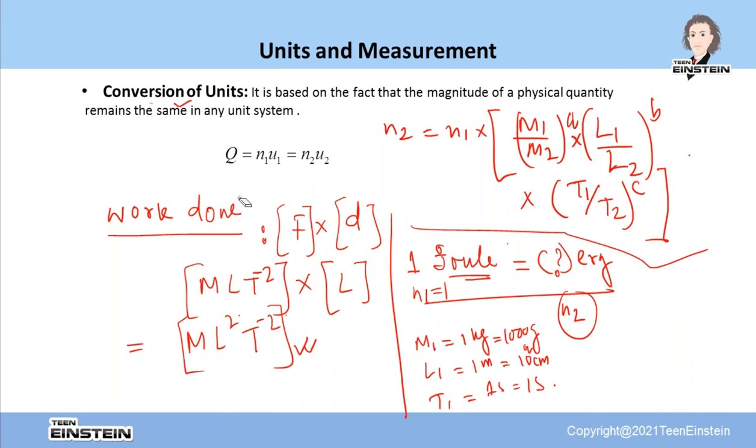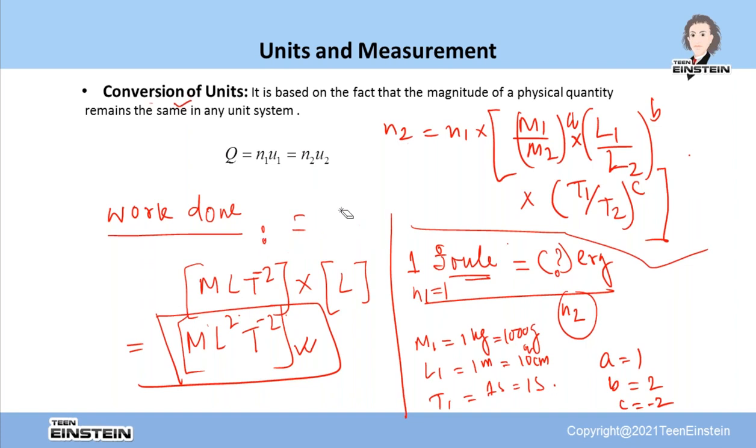Now I'll be putting my values in this formula. Here I'll write down what A, B, and C are. From the dimensional formula, A means 1, B means 2, and C means minus 2. So it is M to the power A, L to the power B, and T to the power C. C is minus 2, B is plus 2, and A is 1. That is what we have got from the dimensional formula.